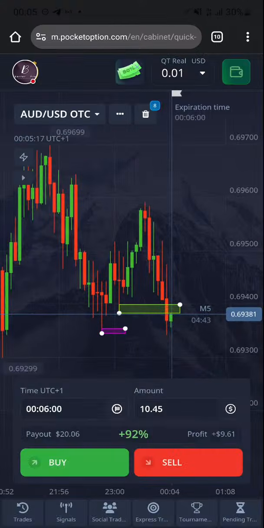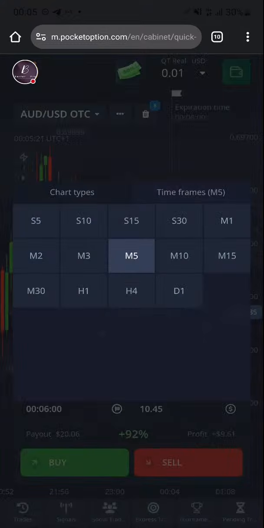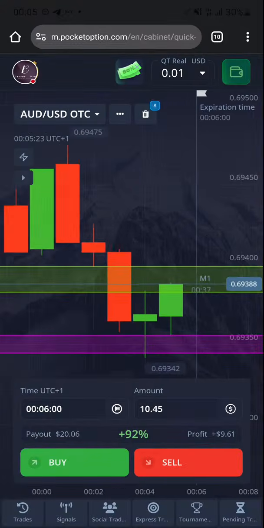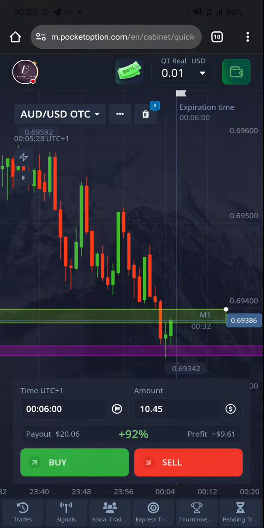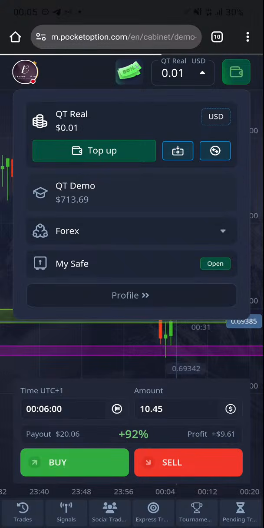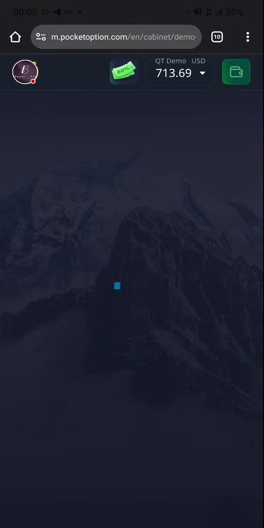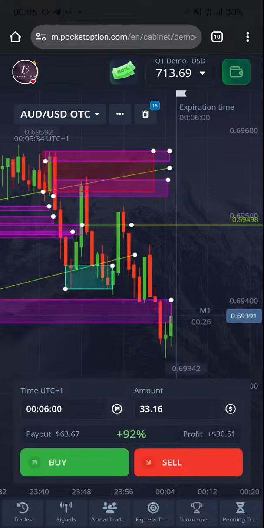Let's go back to M1, or let's go back to a higher time frame so I can pull everything together. So you can see the rejection. That was the other demand area, the one we just took the trade on. You can see the retracement. If you go back to the demo account now, you see that it's the same, guys. You understand?